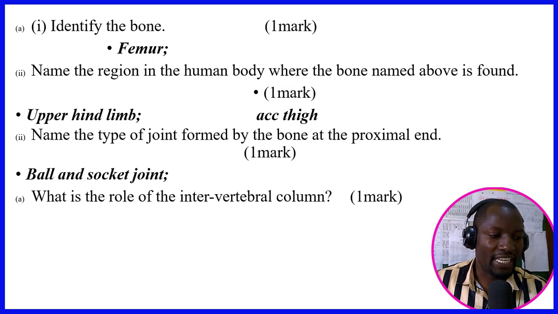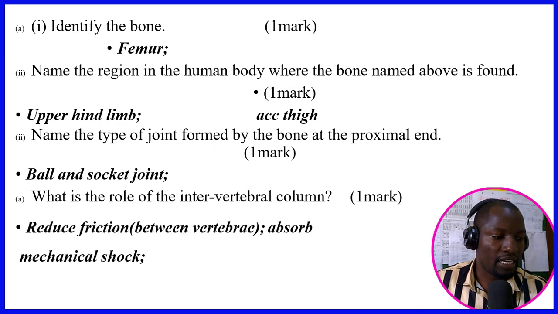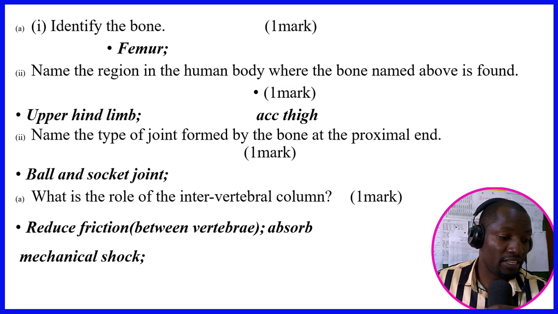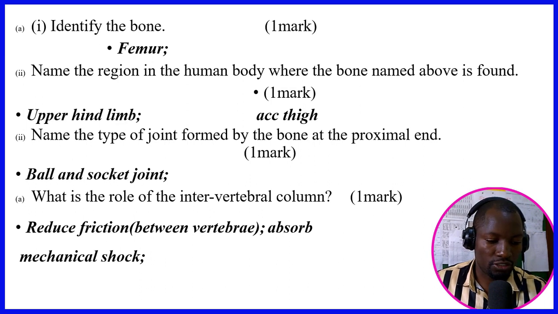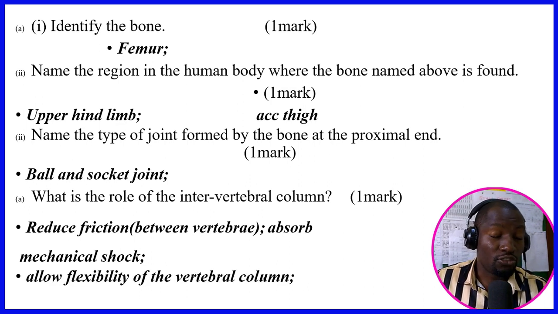What is the role of the intervertebral disc? The intervertebral disc reduces friction between the vertebrae and also absorbs mechanical shock. It also allows flexibility of the vertebral column.